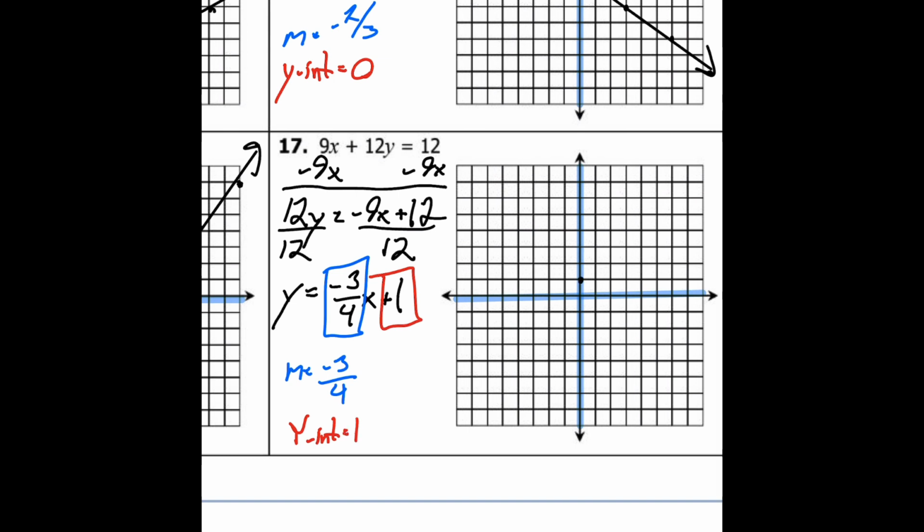Y-intercept equals 1. I go to 1. I put my dot. And I can go down 3 and to the right 4. 1, 2, 3, 1, 2, 3, 4. Or I can go back to my starting point. I can go up 3, 1, 2, 3, and to the left 4, 1, 2, 3, 4. Either way, it's going to give me that downhill slope that I'm looking for. I connect my dots. I draw my line off the graph. I try to make it look somewhat decent. And that's it.